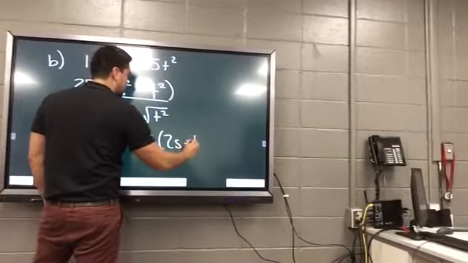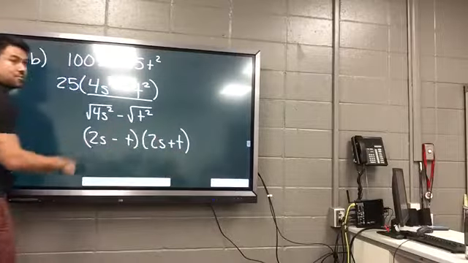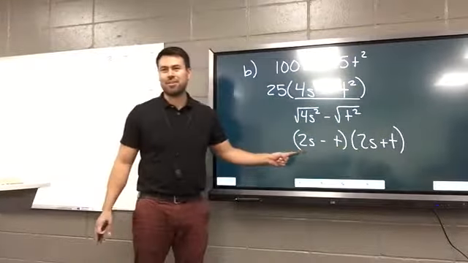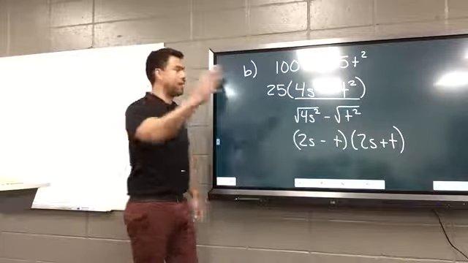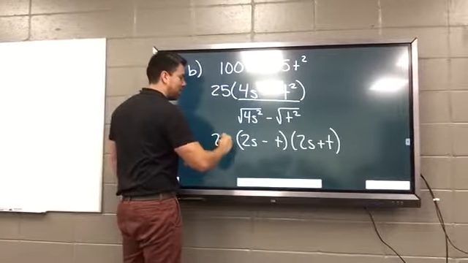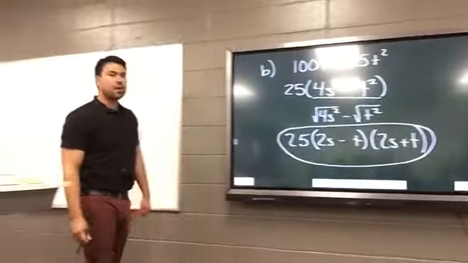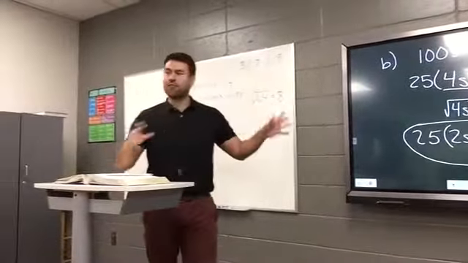2s plus t. Is that my answer? No. What? Oh, sorry. Is that wrong, or what happened here? You've got to remember that 25 you factored at the beginning. This is my answer right here. That 25 didn't just disappear. It's part of my factoring.